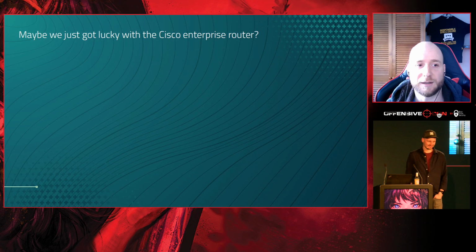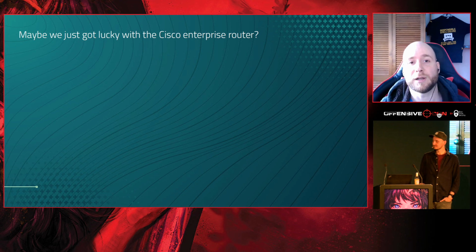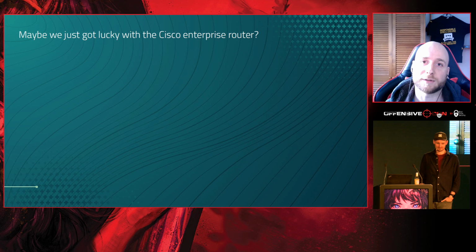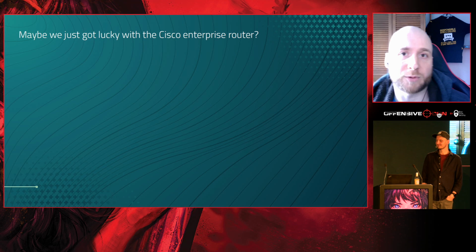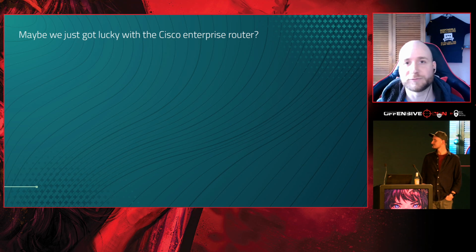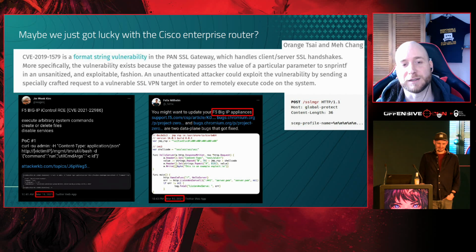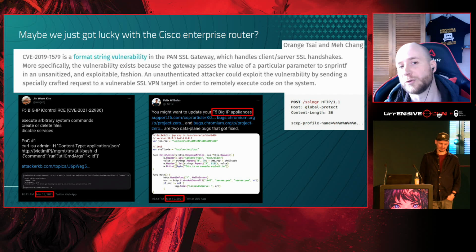Okay. And look, maybe we just got lucky with the Cisco enterprise router, right? How can enterprise gear be so crappy? And that one was an enterprise router, but it was an SMB, a cheap one, right? So the high-end stuff, it's not that vulnerable, right? No, I mean, plenty of examples here. I just picked these ones. They're not the most recent ones, but they're the ones I like.